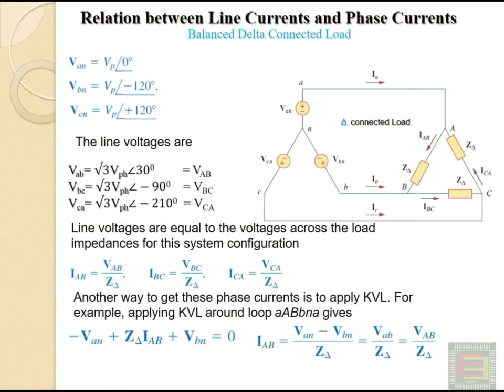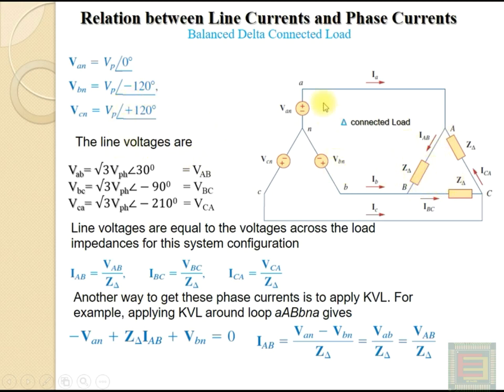Relation between line currents and phase currents in case of a balanced delta connected load. Here you can see that a balanced delta connected load is connected across a balanced three-phase system of voltages. Here balanced load means loads connected between all the phases will be same. Here you can see that ZAB, ZBC and ZCA will be equal in magnitude as well as in phase.